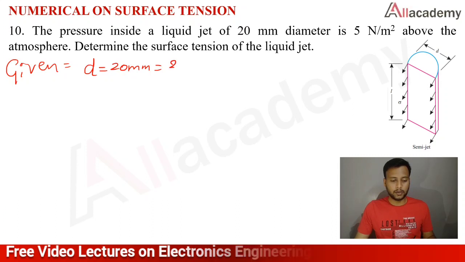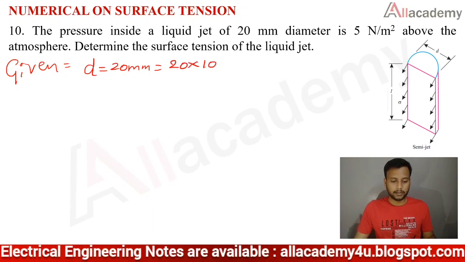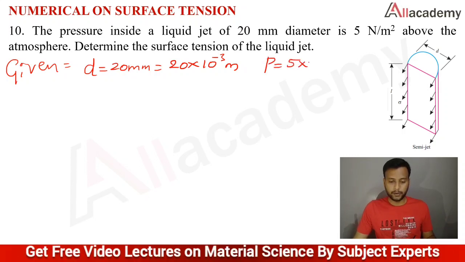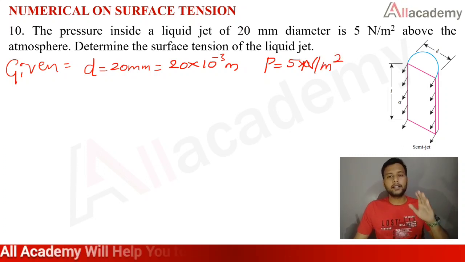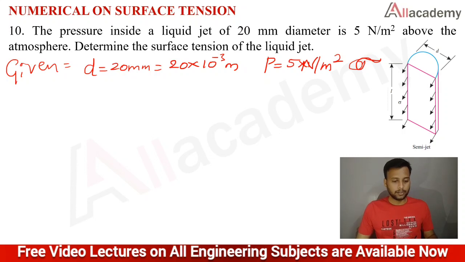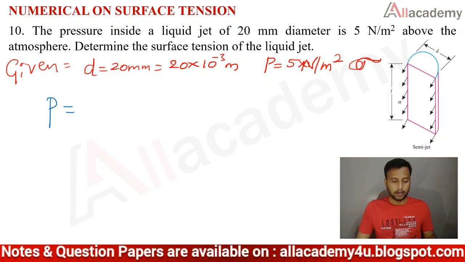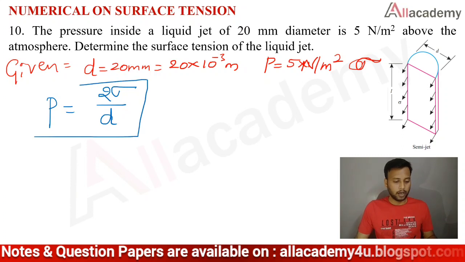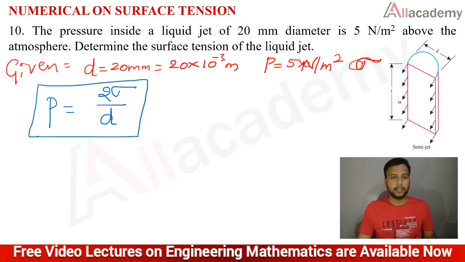Let us convert this into meters, that is 20 into 10 raised to minus 3 meter, and pressure is given, P is equal to 5 Newton per meter square. Now we need to identify the surface tension, that is sigma, in this numerical. What is the formula for the liquid jet? Pressure is equal to 2 sigma divided by d. This formula is used to calculate the pressure inside the liquid jet.